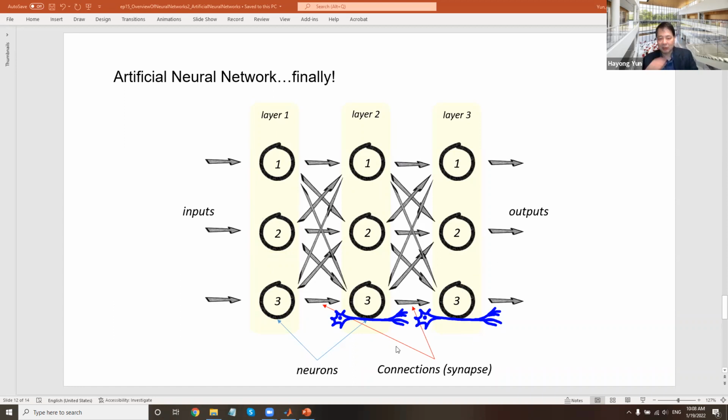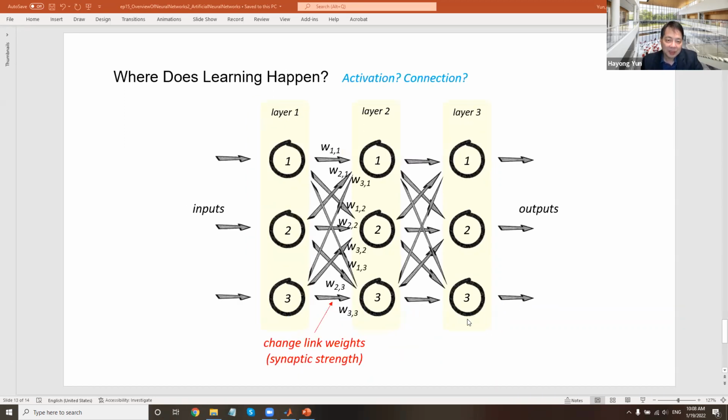We call these neurons, like the Hodgkin-Huxley neurons, with the axon, and the next stage's dendrite meets here. This is the connection. In biology, we call it a synapse. All right, and where does the learning actually happen? Well, people tried many things. You could change the activation function here, or you can have some nodes disappear.